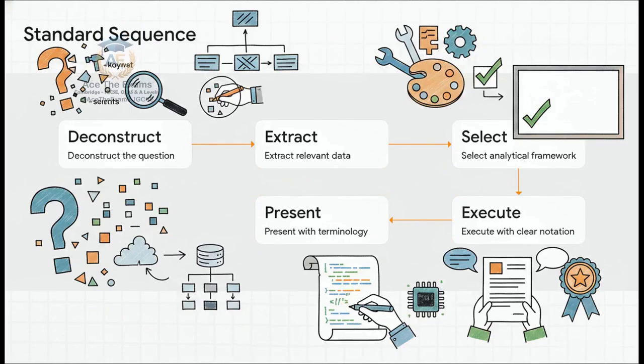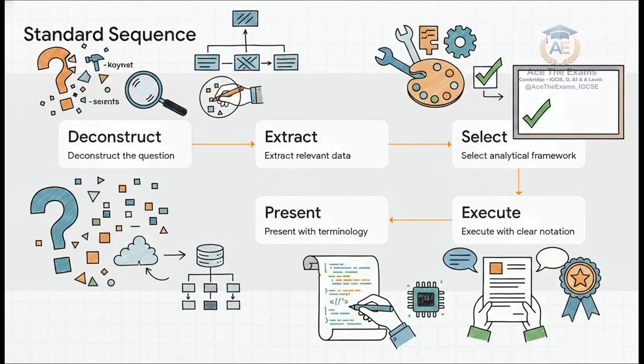And this slide brilliantly illustrates the exact standardized sequence you must use to guarantee those method marks every single time. This is your ultimate answer combination. Step 1. Deconstruct the question. Decode the command word. Is it asking you to describe, analyze, or evaluate? Step 2. Extract the relevant data. Pull the specific scenario details out of the prompt.